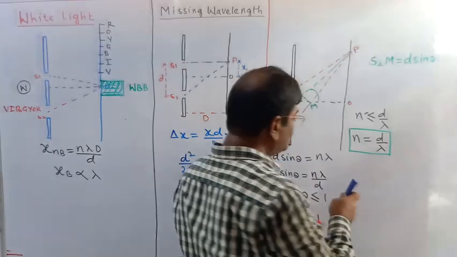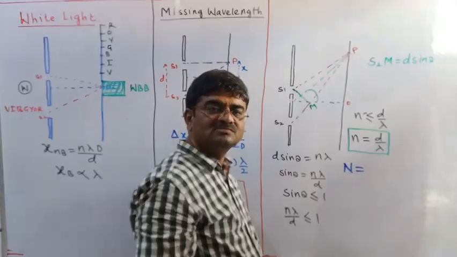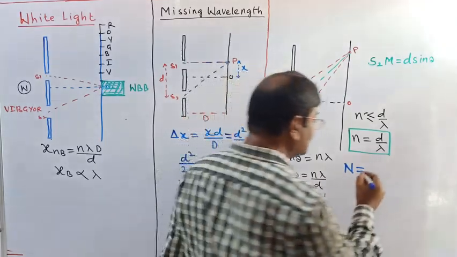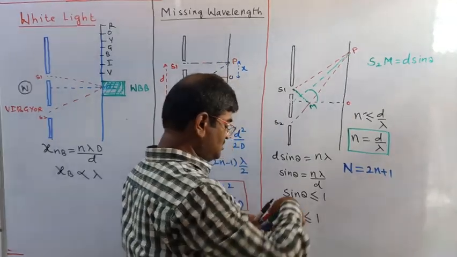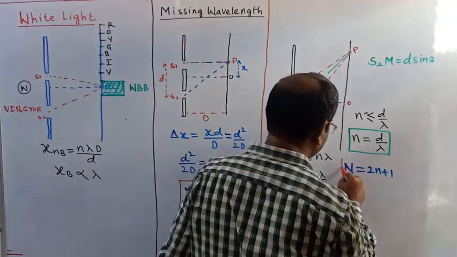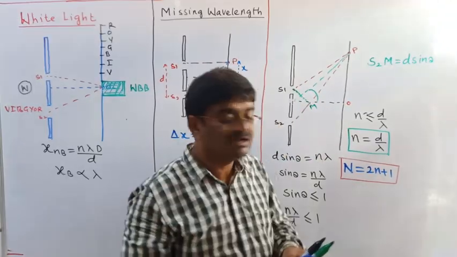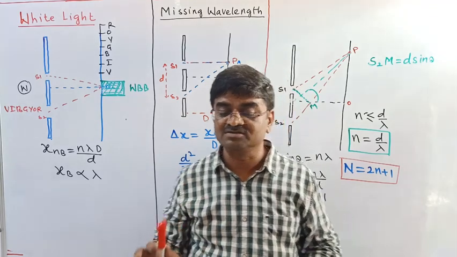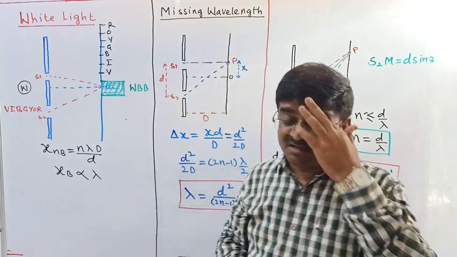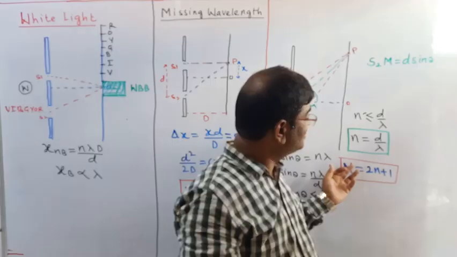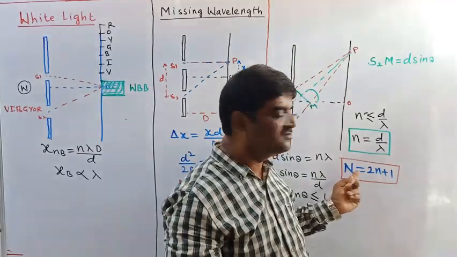So the total number of fringes on the screen, bright fringes I mean, I get given as 2n plus 1. This is an important equation. So how many fringes have I got? 2n plus 1 as the total number of bright fringes on the screen. So this is the important thing. In addition to that, if they ask you what is the last bright band, already I have told you that n value you can work out.